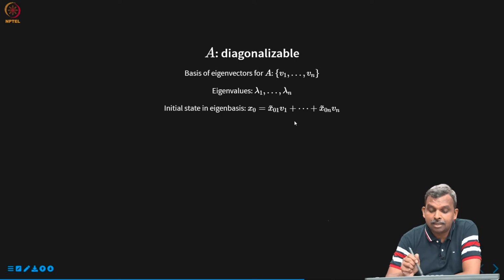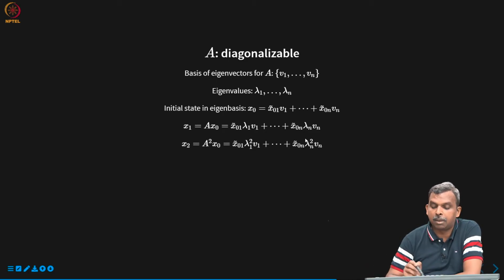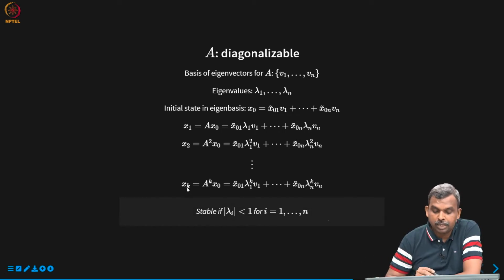Once I write it like this, I can do repeated applications of A quite nicely, because I know each eigenvector is well behaved with respect to the operation A. Notice what will happen: x1, which is A times x naught, just gets multiplied by the corresponding lambdas. Next is x2, which is A squared x naught, and then it gets multiplied by lambda 1 squared to lambda n squared. You can keep on doing this. The kth state, x k, has the same coordinates, but instead of v1 I have lambda 1 to the power k times v1, and instead of vn I have lambda n to the power k times vn. Quite easy to see.